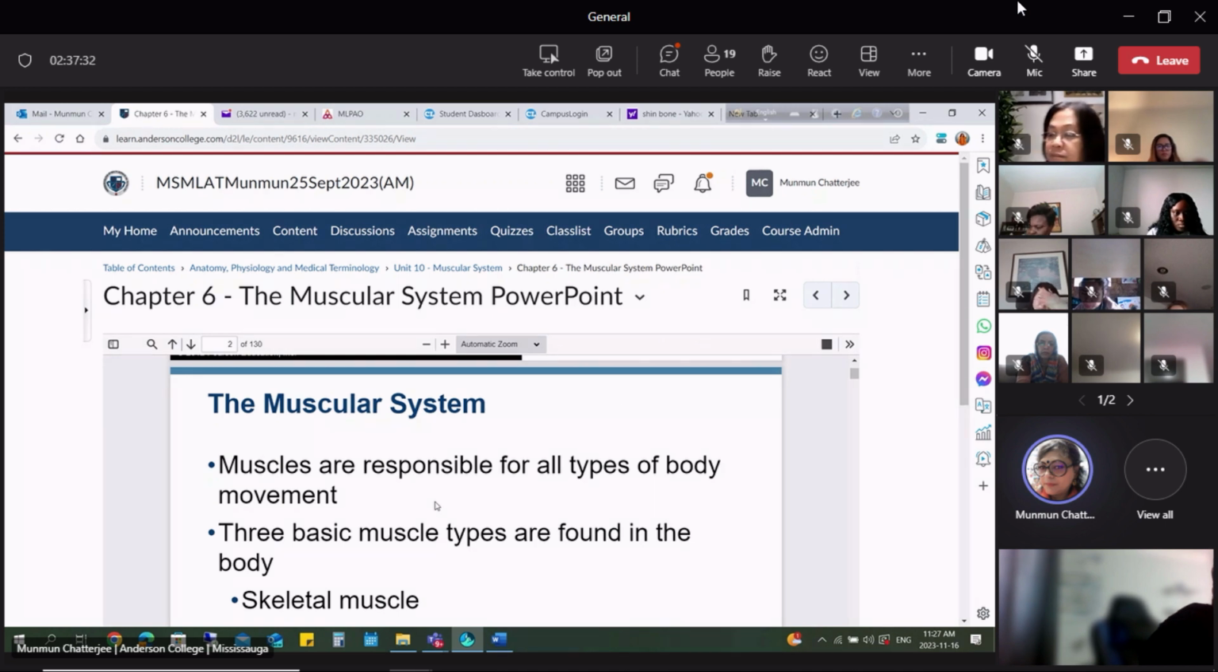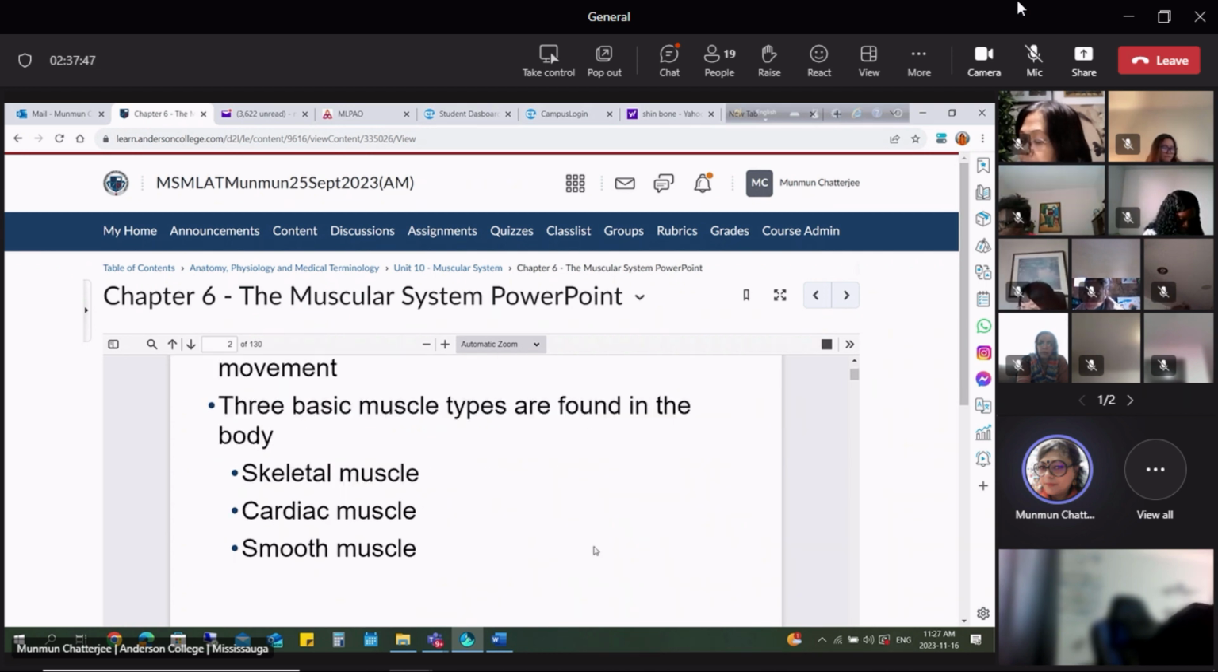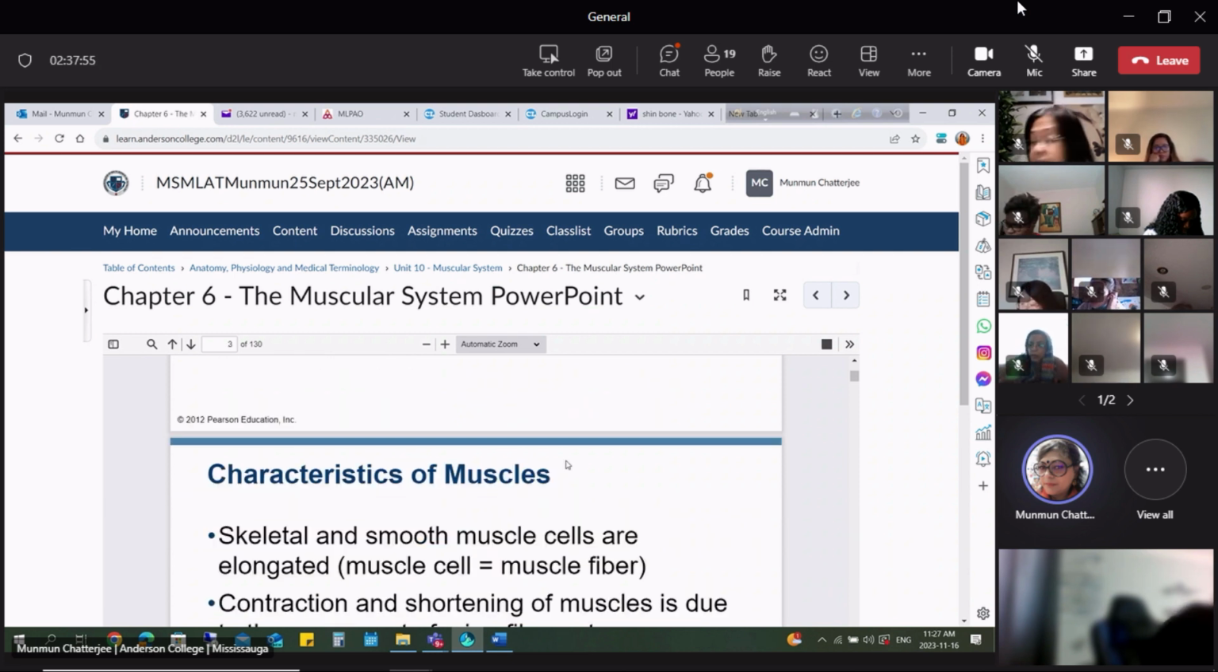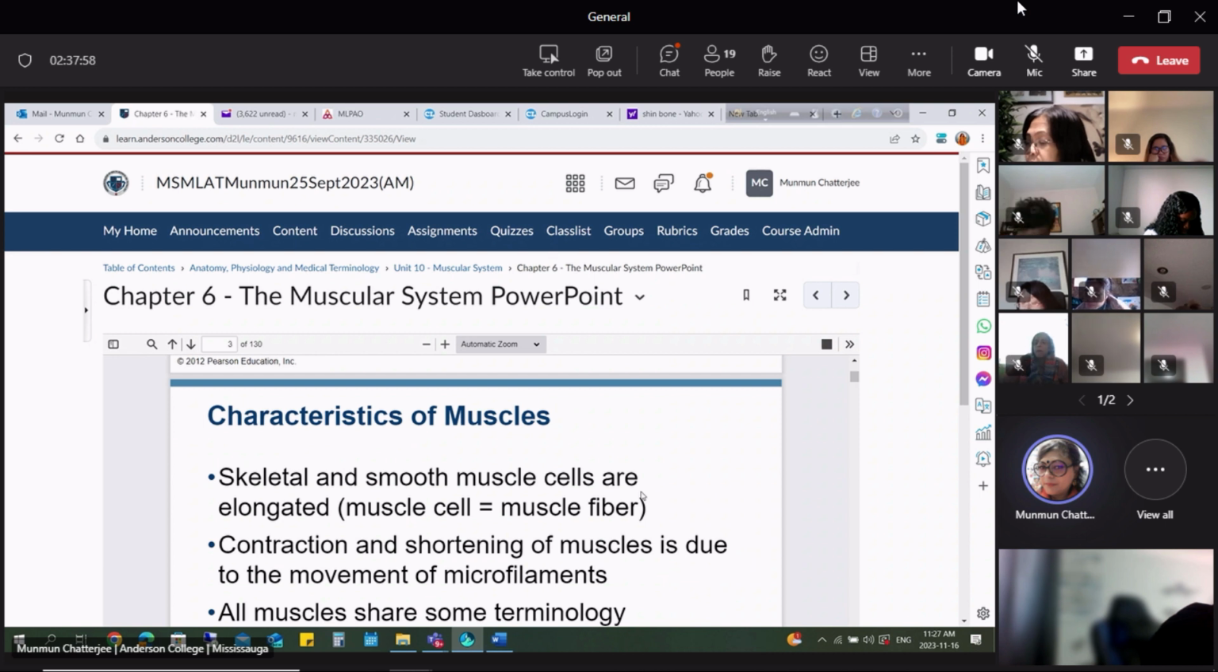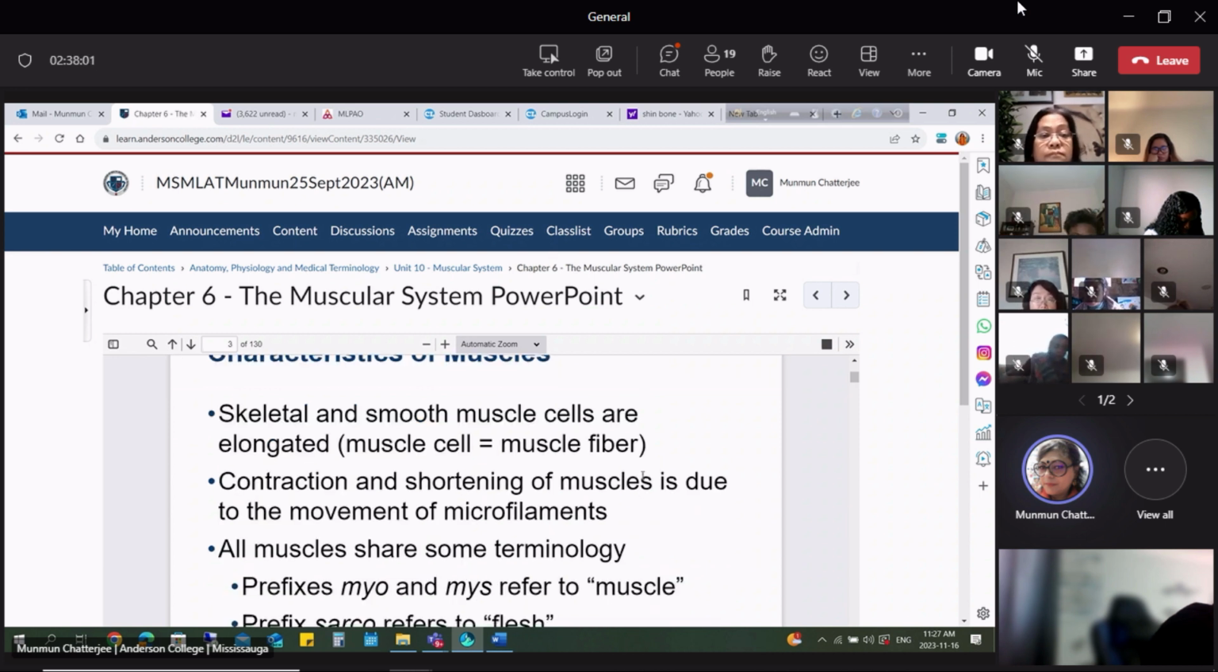What is the muscular system? The muscles, which are responsible for all types of body movement. So muscular system. We have already told that we have three basic types of muscles: skeletal muscle, cardiac muscle, and smooth muscle. So what are those? Skeletal muscles and smooth muscles are elongated cells. They can do the contraction and shortening of the muscles by the movement of the microfilaments.